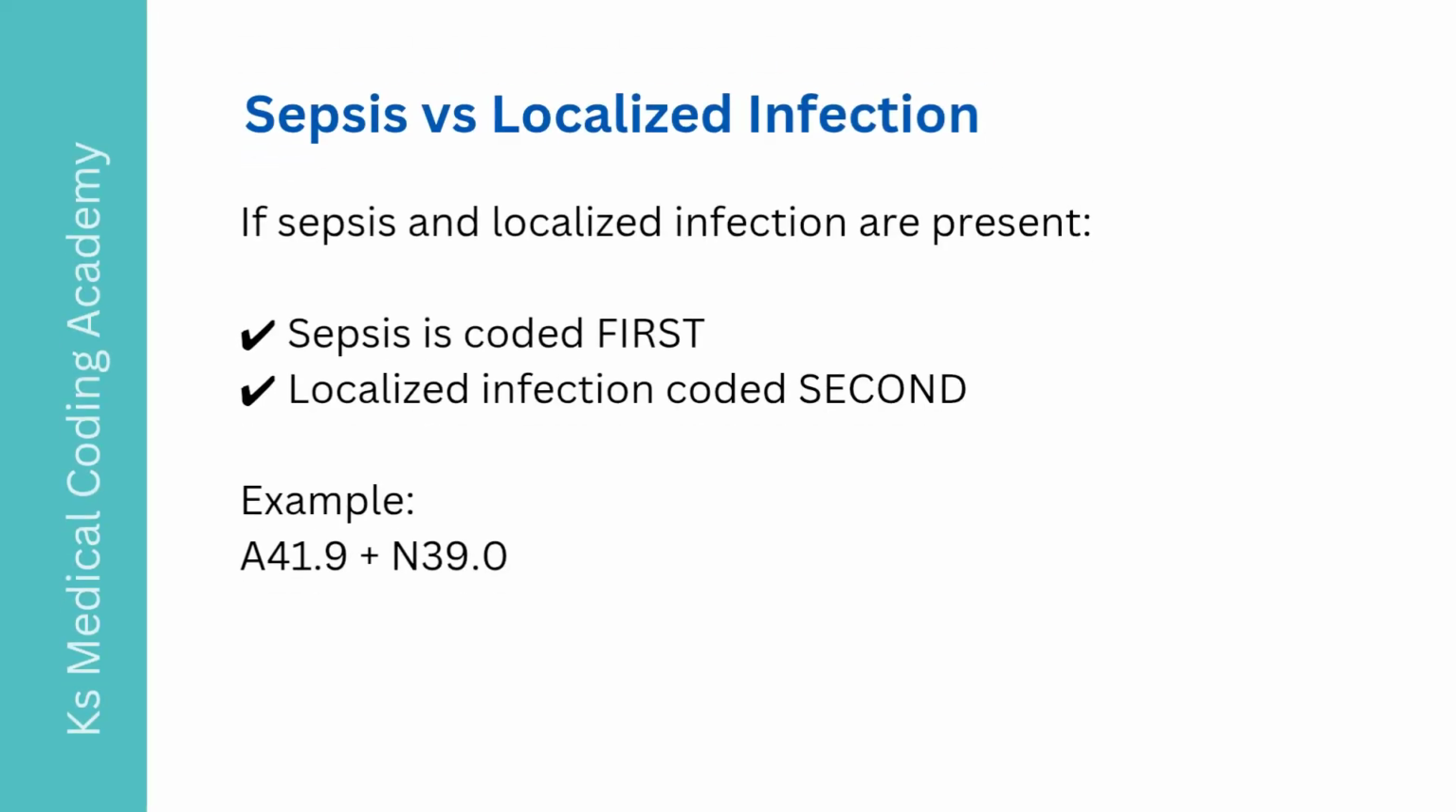Sepsis versus localized infection. When both sepsis and a localized infection are present, always code sepsis first. The localized infection is coded second. For example, sepsis with a urinary tract infection is coded as A41.9 followed by N39.0.